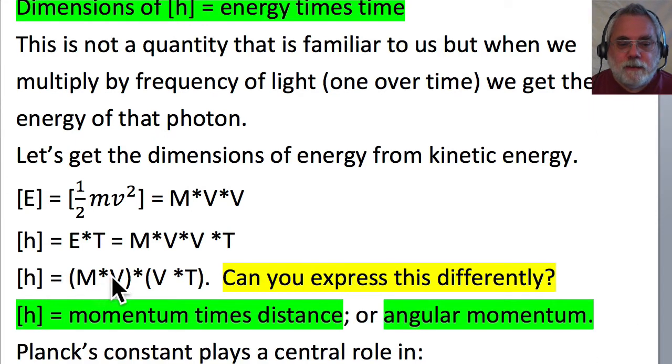Mass times velocity is momentum. Velocity times time is distance. So we started out with the dimensions of Planck's constant being energy times time, but those are the same dimensions as momentum times distance, and that is also the same dimensions as angular momentum.